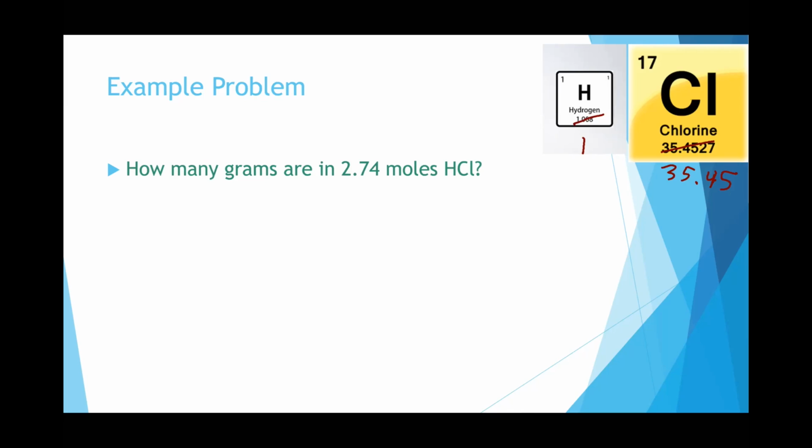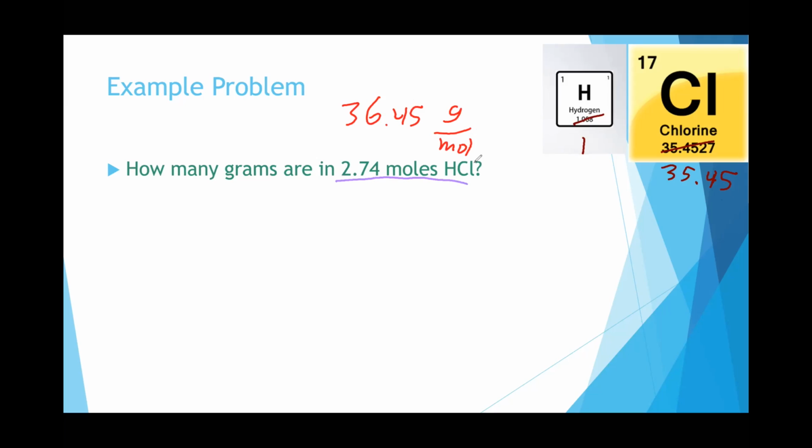I'll give you a couple more seconds to think through this one. Let you plug it into a calculator. Okay. So the first thing we need to do is calculate the molar mass of HCl. There's 1 hydrogen and 1 chlorine. So you just add up these two numbers, which gives you a molar mass of 36.45 grams per mole.